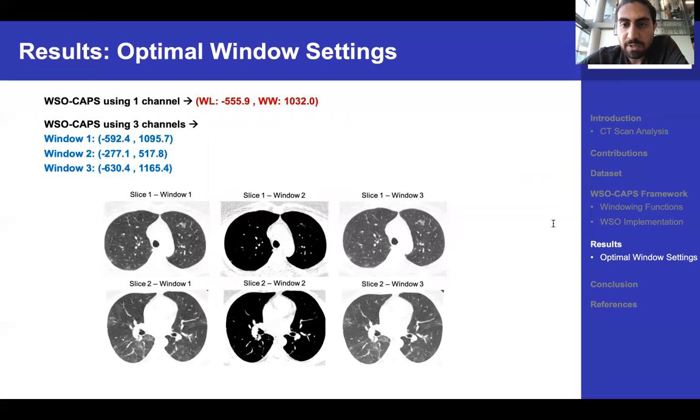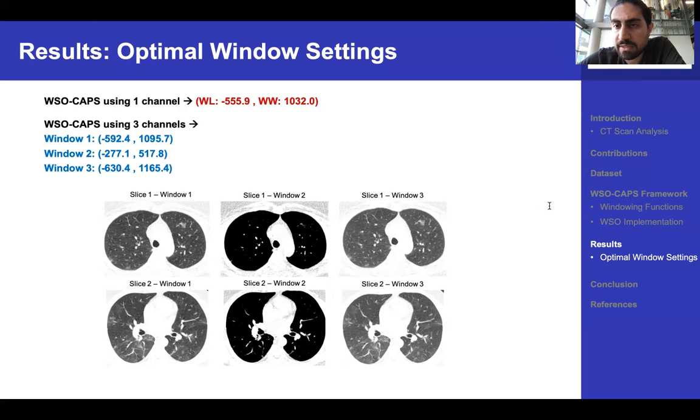As the last part of the results section, it's good to take a look at the optimal window setting parameters obtained by the WSO module. The model using only 1 channel achieves the window length of -555 and window width of 1032, which is quite similar to the standard window.